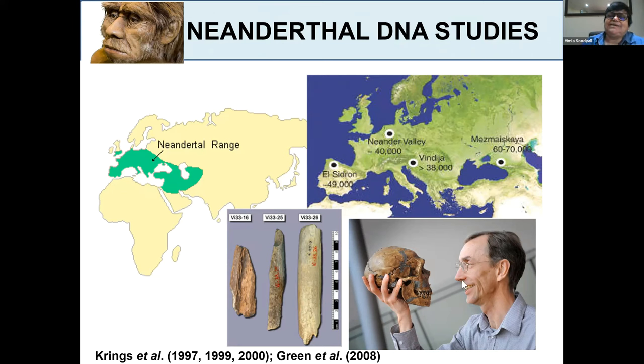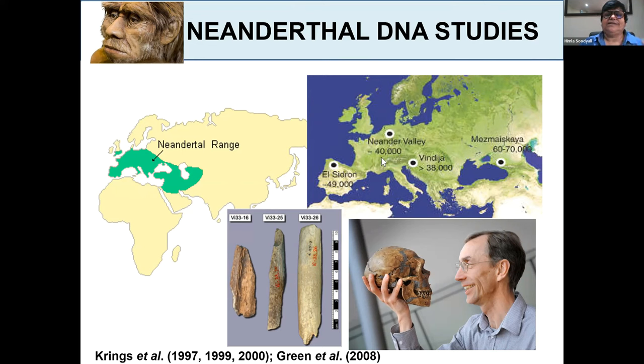Svante Pääbo was also one of the people from the Allan Wilson lab at Berkeley. And in his early days, he was able to get DNA out of an 8,000-year-old mummy. So he had expertise looking at what we call ancient DNA work. So now that he is in Germany, they got DNA from the type specimen.